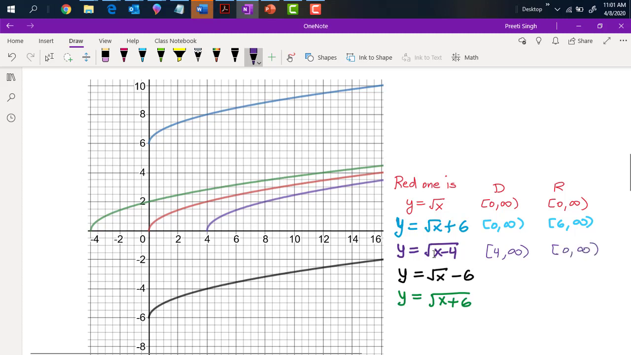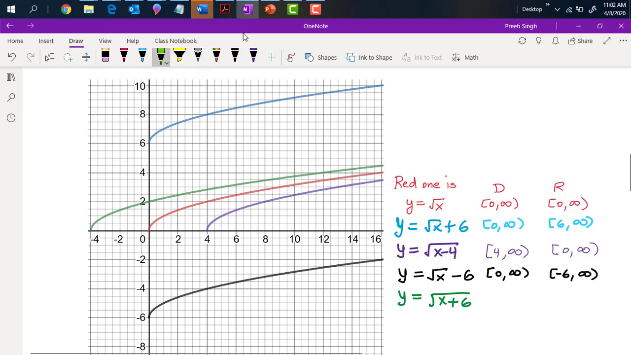Now let's look at the black one. Black has gone down 6, but it's still starting from 0. So the domain for the black one is 0 to infinity, whereas the range for the black one is now negative 6 to infinity.